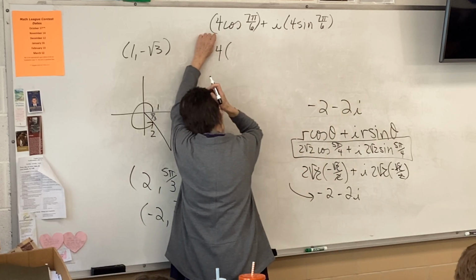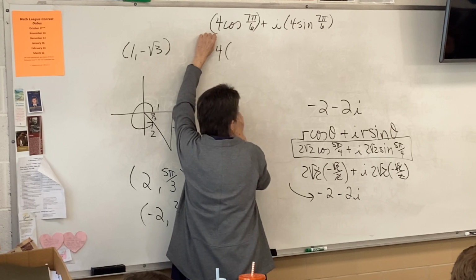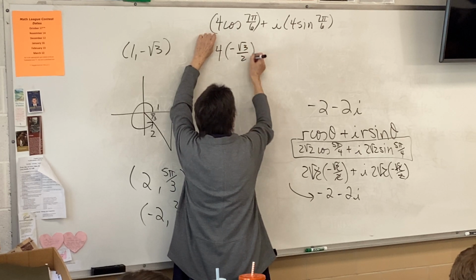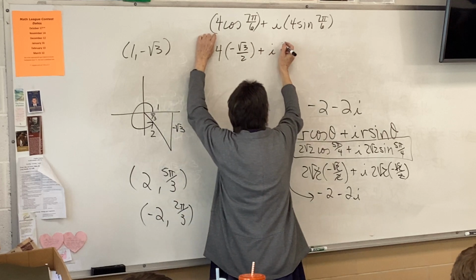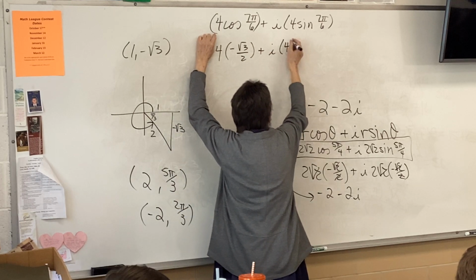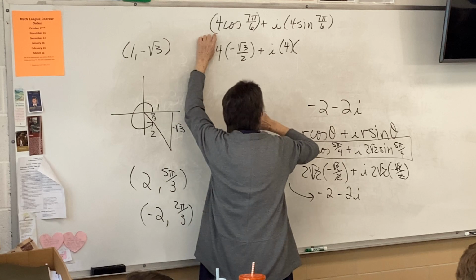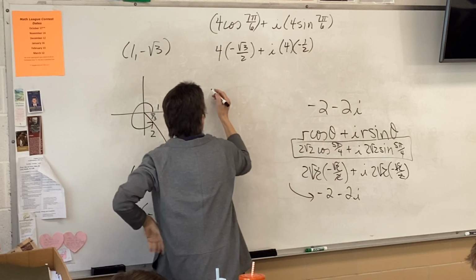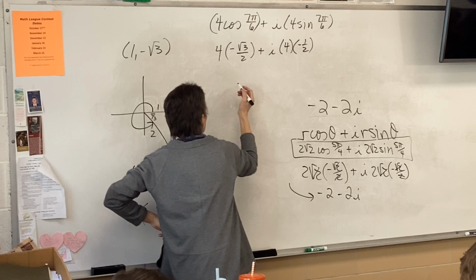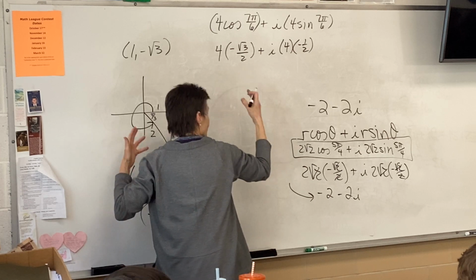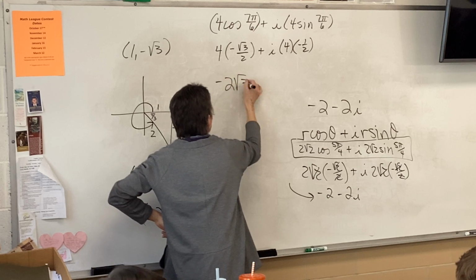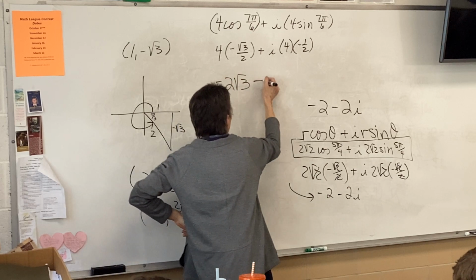What's the cosine of 7 pi over 6? Negative root 3 over 2. And what is the sine of 7 pi over 6? So what is my number in complex form or rectangular form? Negative 2 root 3 minus 2i.